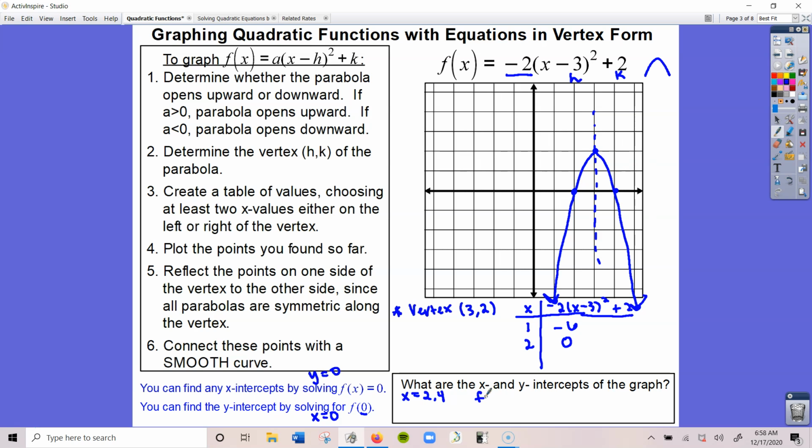We're going to find f of 0, which is negative 2 times (0 minus 3) squared, plus 2. 0 minus 3 is negative 3, and negative 3 squared is 9. Negative 2 times 9 is negative 18, and negative 18 plus 2 is negative 16. So this is my y-intercept. y is equal to negative 16.